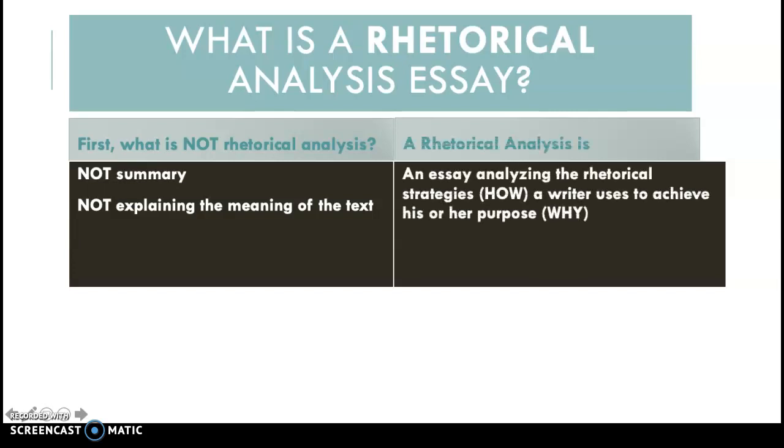Instead, you want to write an essay that analyzes the rhetorical strategies that a writer uses to achieve his or her purpose. So if you think about the strategies we've been talking about in class in terms of the rhetorical appeals, how is the speaker using a particular word or phrase to appeal to the emotions of the audience? How is the speaker using specific facts or evidence or reasoning to appeal to his audience's logic?